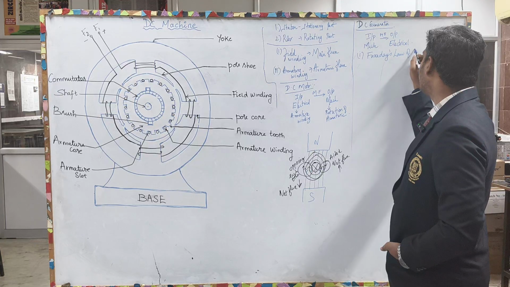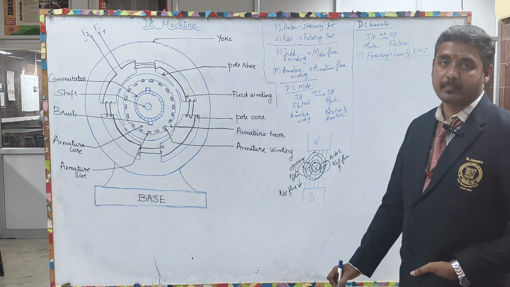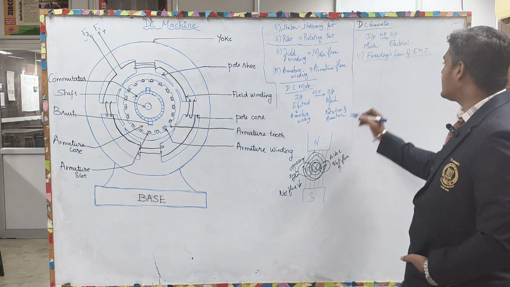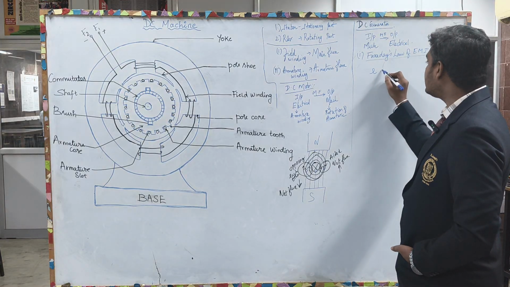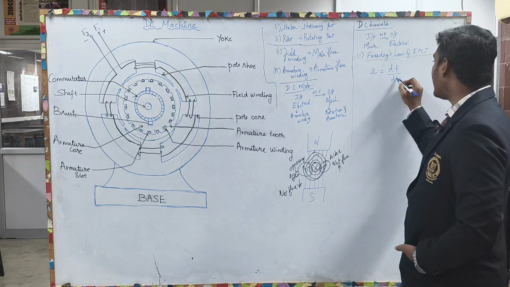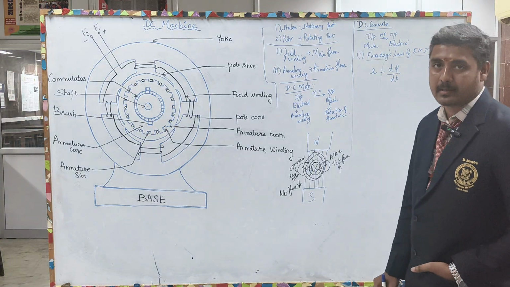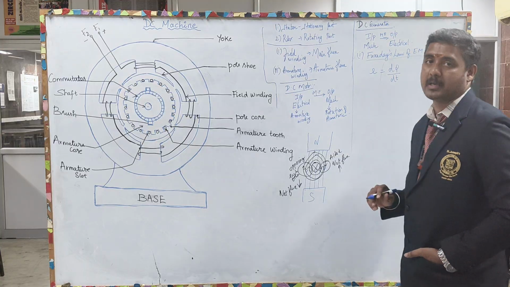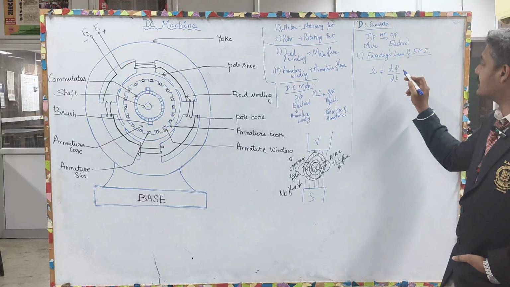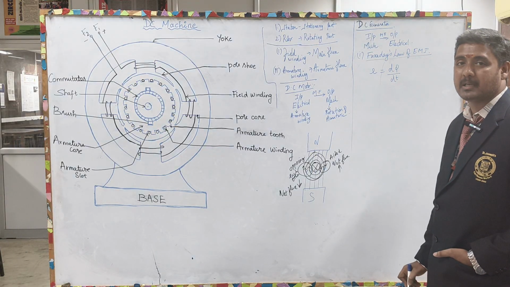Faraday's law of electromagnetic induction. What is Faraday's law of electromagnetic induction? Whenever there is a change in flux with respect to time, then the EMF will be induced in a particular conductor. EMF is nothing but a potential. Whenever there is a change in flux with respect to time, EMF will be induced in a particular conductor.